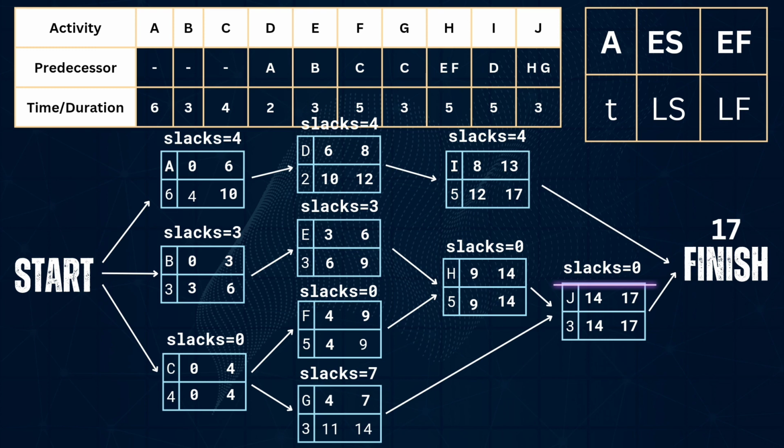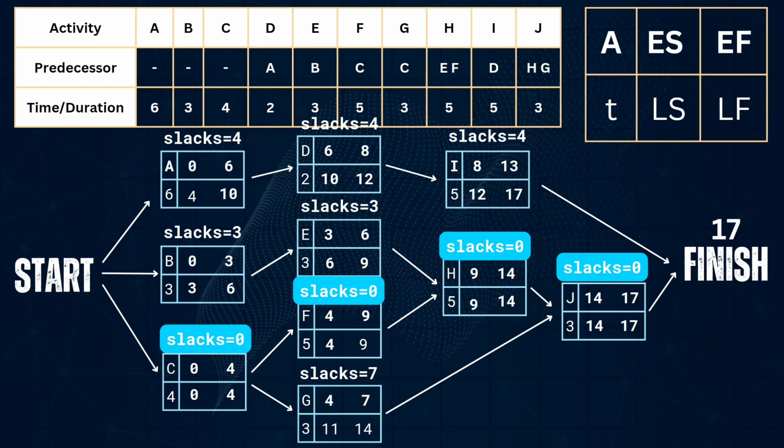Note, for example, that activity D can begin anytime between week 6 and 10, and it can finish anytime between 8 and 12 weeks. Now, D can be delayed up to 4 weeks and the project can still be completed in week 17. Activities C, F, H, and J, on the other hand, cannot be delayed at all without extending the project completion time. So, for example, if F is delayed by 2 weeks, then the project completion time will be extended by 2 weeks as well, from 17 to 19.